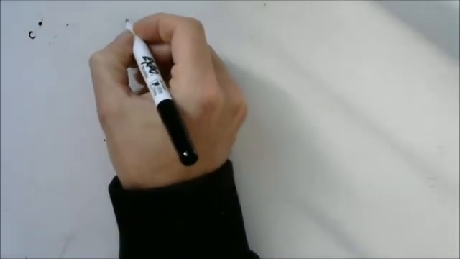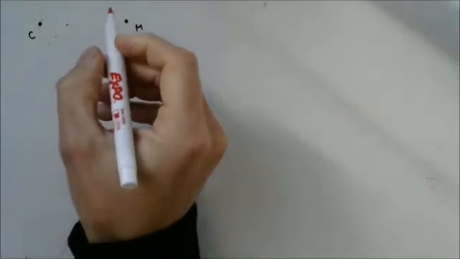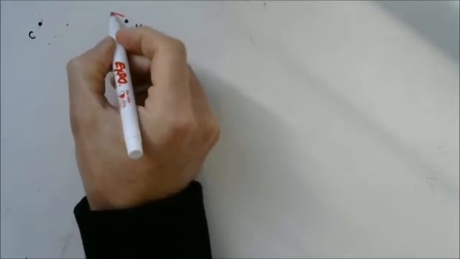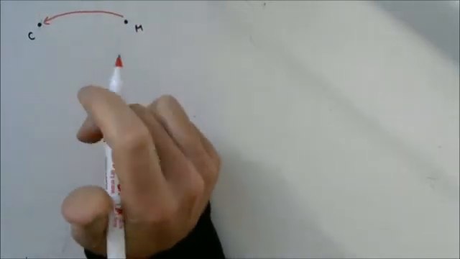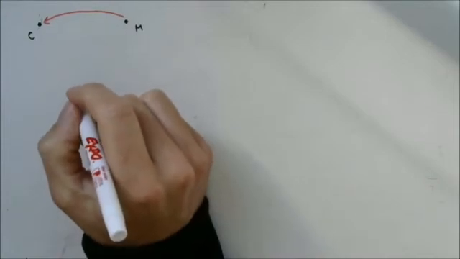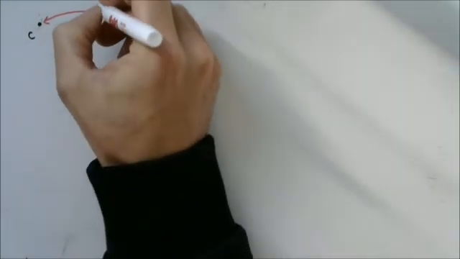We have Calgary, Montreal. We have two airplanes, one leaving Montreal, heading for Calgary. That airplane is traveling 550 kilometers per hour.